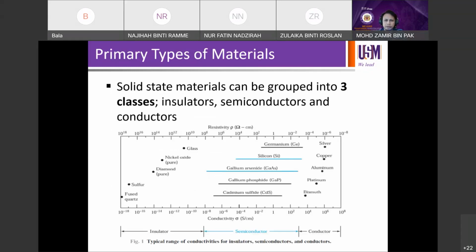So solid state materials can be grouped into 3 classes. Generally, the materials can be grouped into 3 classes, which are insulators, semiconductors, and conductors. So those are 3 distinct groups, right? If you look at the chart below, they can be arranged with the change of resistivity, and then the change of conductivity on the x-axis, right?